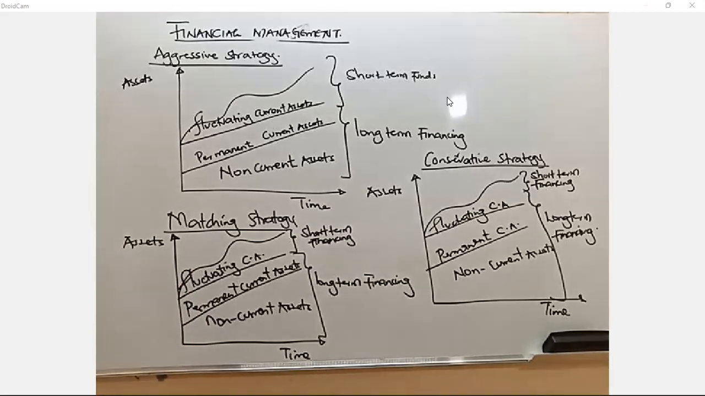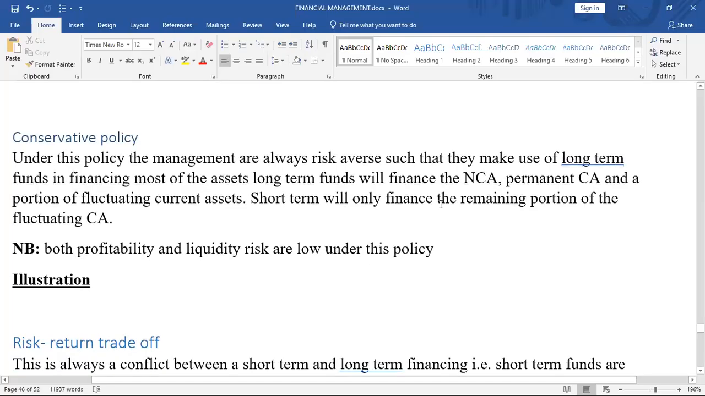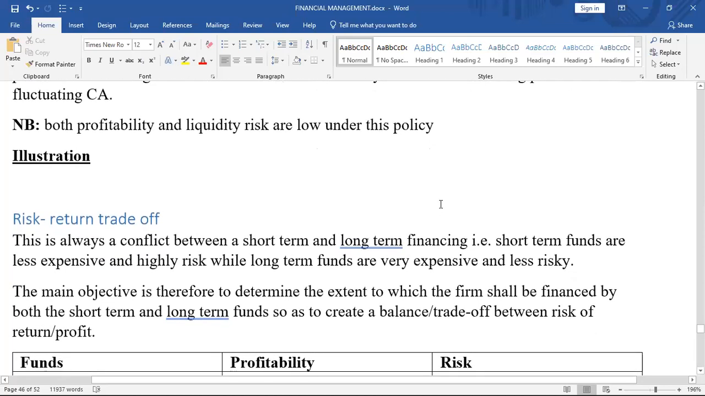I just want to look at the risk-return trade-off. What does this mean? We are saying there is always a conflict between short-term and long-term financing. That is, short-term funds are less expensive and higher risk, while long-term funds are very expensive and less risky. Can someone tell me whether this statement is correct?